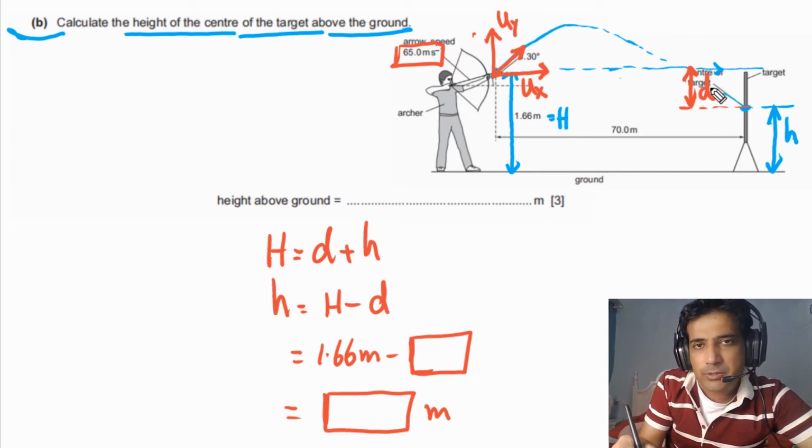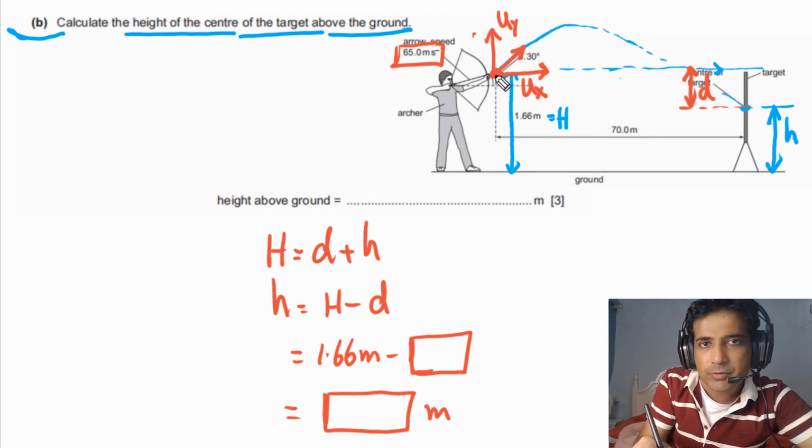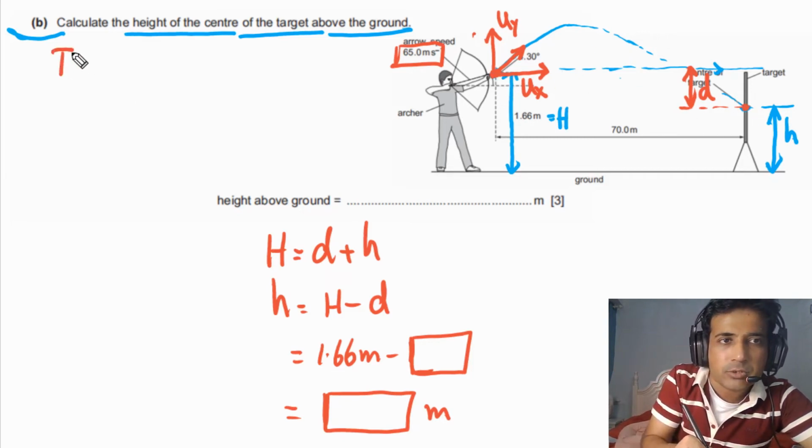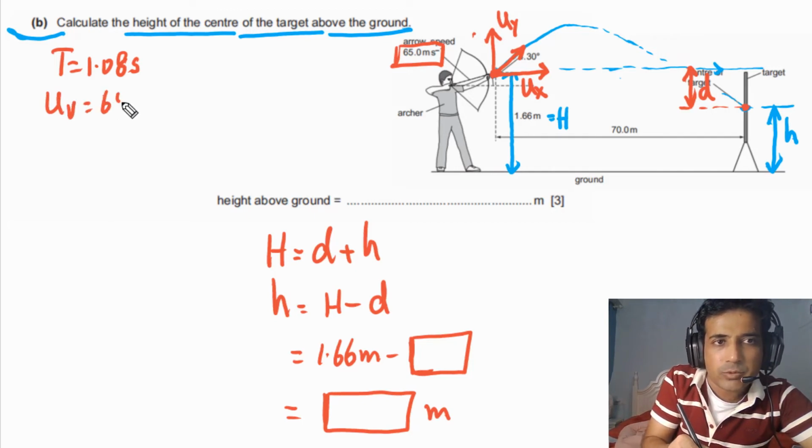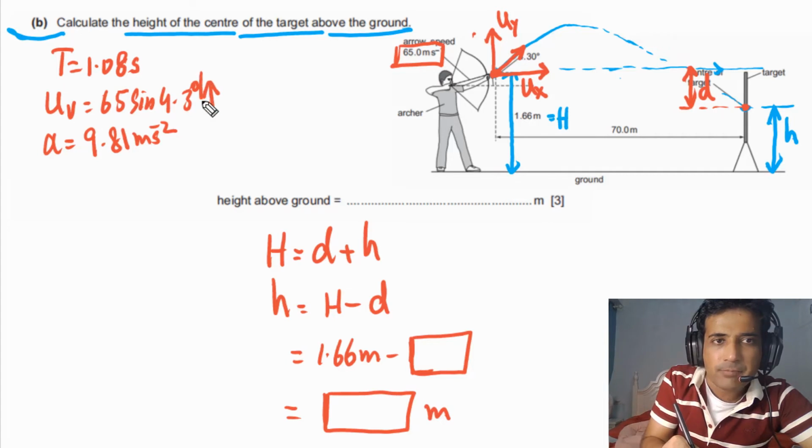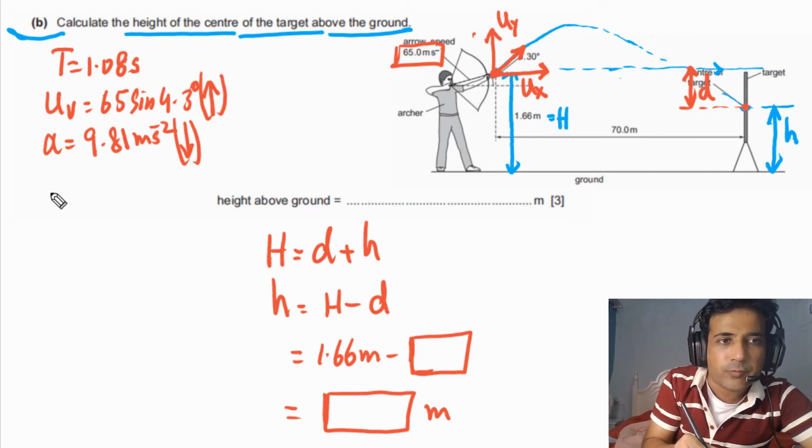If we need to find out the value of t, we will consider the motion of this arrow from this point to this point. But we have already calculated the time taken from here to here, and that time taken t was equal to 1.08 seconds. We have the initial velocity, so we can write down uy, that is equal to 65 sine of 4.3 degrees, and we have the value of a, that is equal to 9.81 meters per second squared. This velocity is vertically up, so we can draw an arrow here. This is up and this one is down, so we can draw an arrow here down. We need to find the value of d.